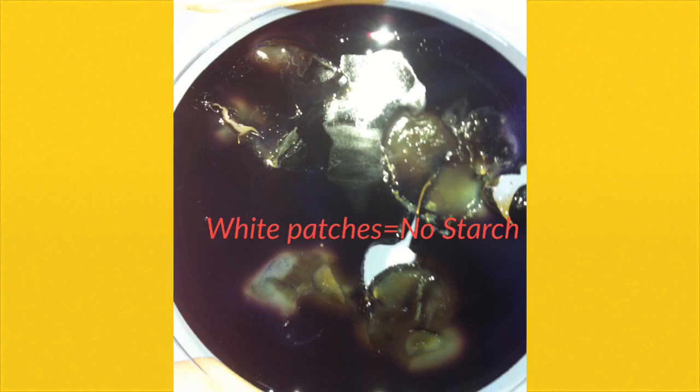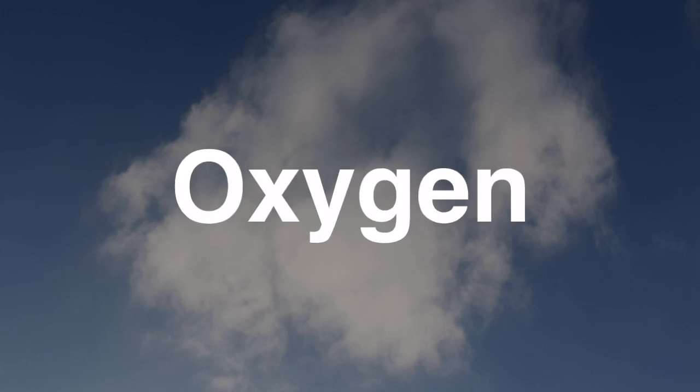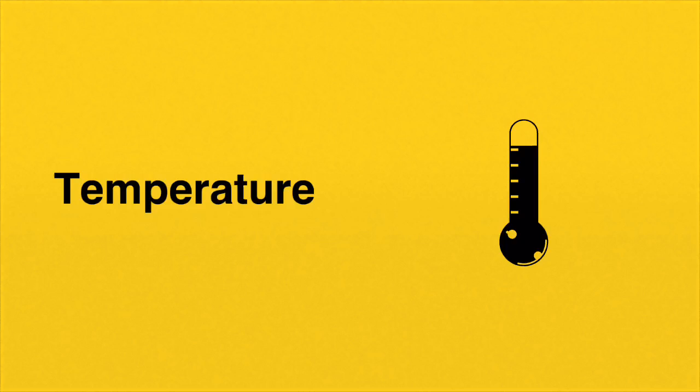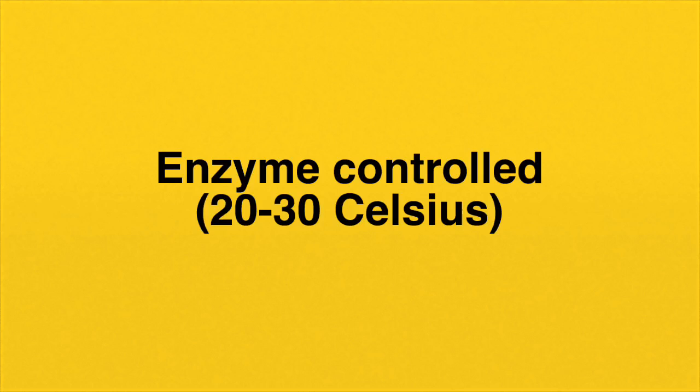What about those 2 other factors necessary for germination? Well, there's oxygen, and it's needed for cellular respiration. Don't forget the hand of Krebs. And what about the suitable temperature? Most of the reactions within the seed are enzyme controlled, and enzymes in plants have an optimal range of between 20 and 30 degrees Celsius.